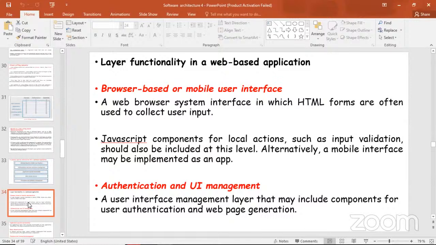So, layer functionality in a web-based application. The browser-based or mobile user interface is a web browser system interface in which HTML forms are often used to collect user input. JavaScript components for local actions such as input validation should also be included at this level. Alternatively, a mobile interface may be implemented as an app. Then authentication and user interface management: the user interface management layer may include components for user authentication and web page generation.